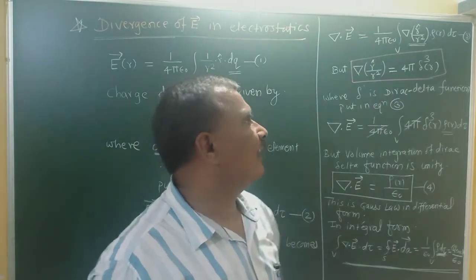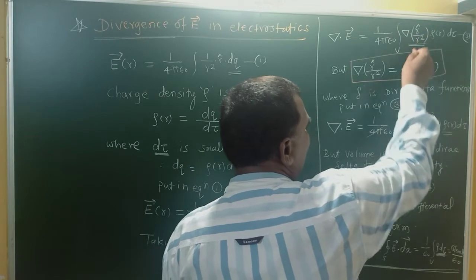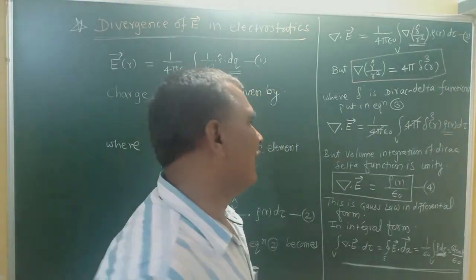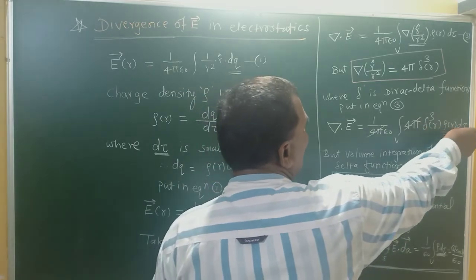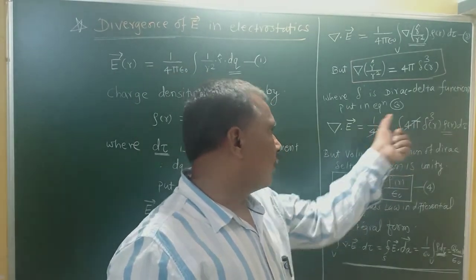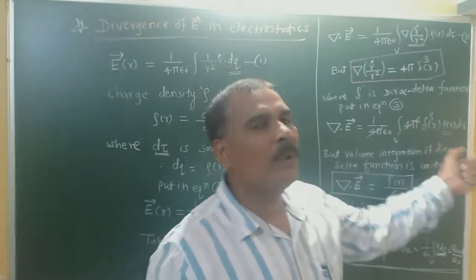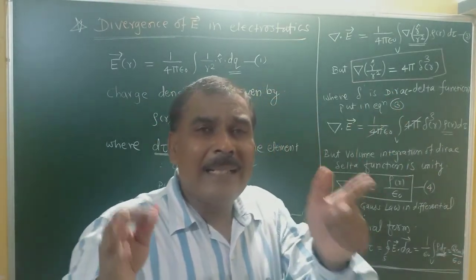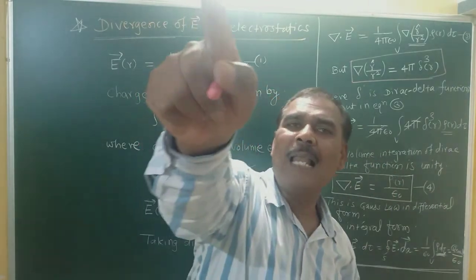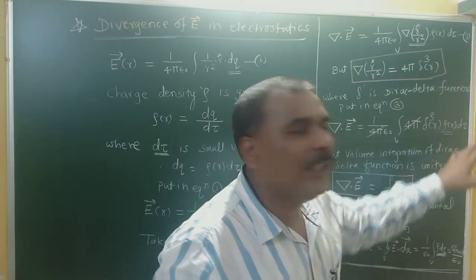Substitute in equation number 3, where delta is called the Dirac delta function. Divergence of r cap upon r square is nothing but 4 pi into delta cube of r, into rho of r into d tau. The 4 pi gets cancelled, and we get 1 upon epsilon 0 delta cube rho of r into d tau. But rho of r is a constant factor, taken out of the integration, so it is rho of r divided by epsilon 0, and the remaining term is the integral of delta cube into d tau, a Dirac delta function integration. The volume integration of the Dirac delta function is always unity, that is, the integration of delta cube of r into d tau is 1.